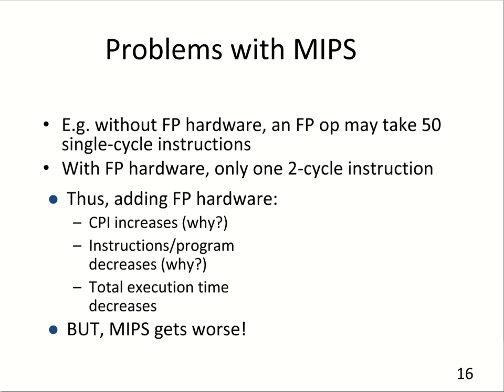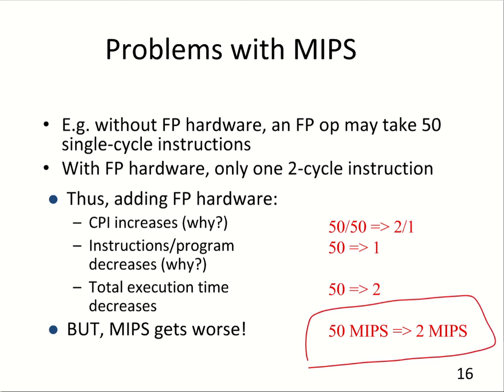So first of all, when you add the floating point hardware, the CPI increases. And why is that? Well, you basically go from 50 cycles to execute 50 instructions to now 2 cycles to execute 1 instruction. So that's actually a higher CPI. The instructions per program decreases, and the reason here is, again, instead of 50 integer instructions to emulate that single floating point operation, you just have that one floating point operation. And of course, as you expect, the total execution time decreases as well. You go from 50 to 2 cycles.